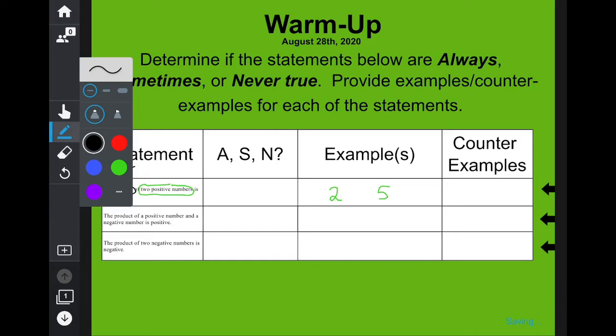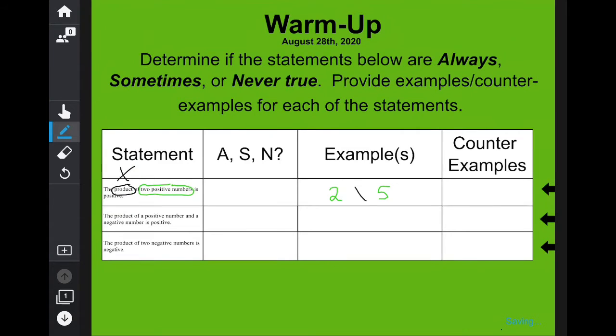Now, what am I doing with these numbers? Well, product told me I'm going to multiply them. So I'm multiplying 2 and 5. I know this gives me 10. So the statement said the product of 2 positives is positive. Is that true? Yes, it is true. So this statement is always true.